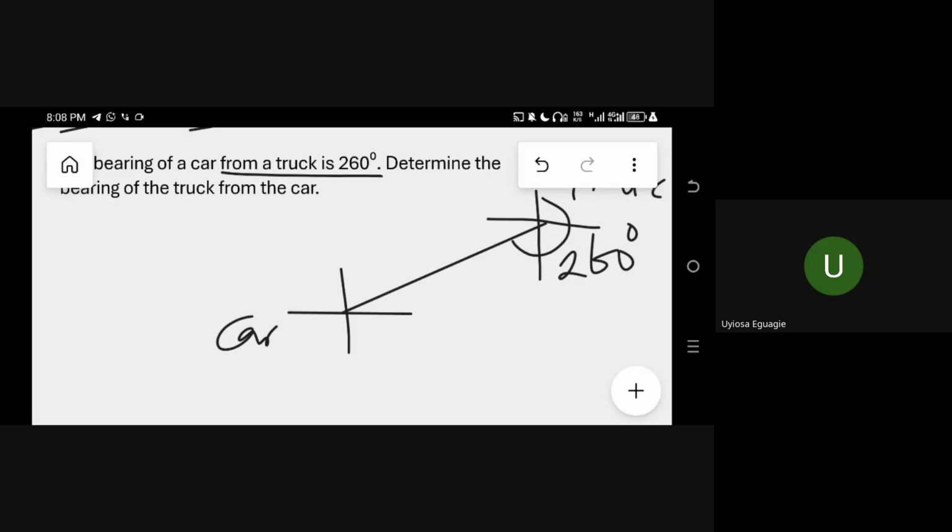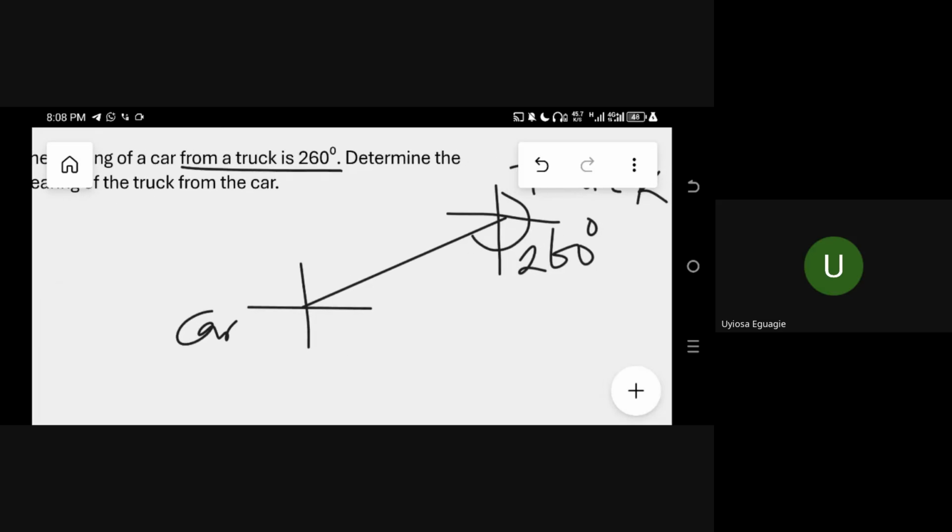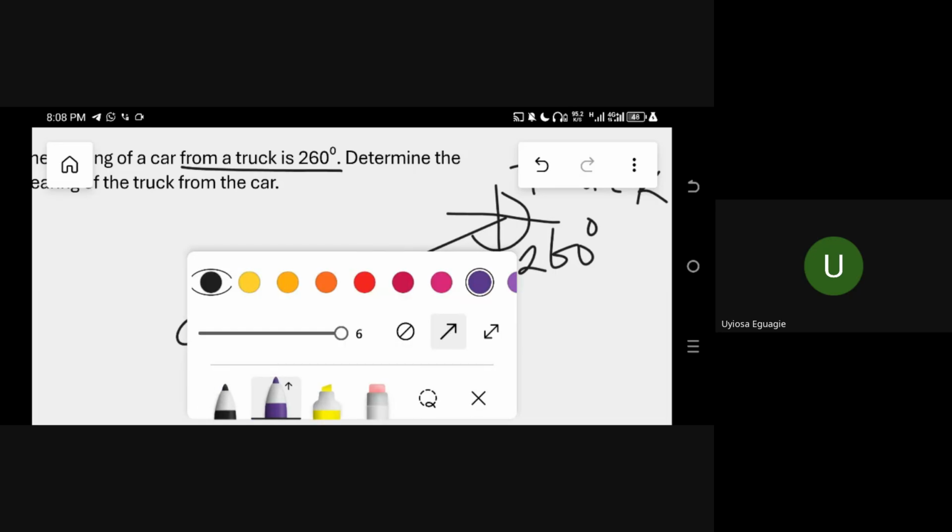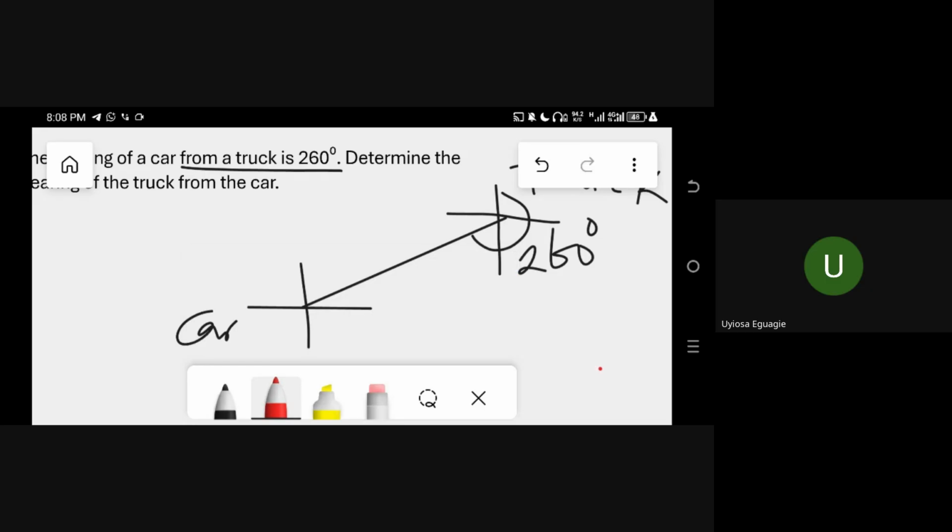If we're making the alternate angle smaller, then that means we'll have to come here. I'll use red for that. So if from the north to that line is 260, what is the angle for only that small place measured red? Who can answer that? 80. 80. Very good.